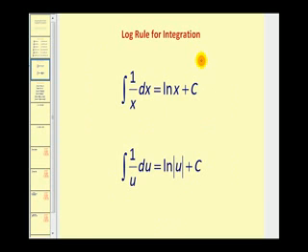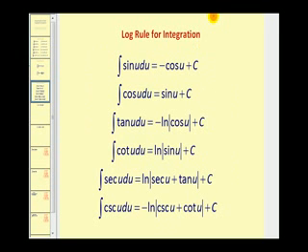But what we're going to do now is use the log rule for integration, as we see here, to come up with all of the integration formulas for the 6 basic trig functions. So let's take a look at them first. These first 2 are review. We've already covered these. And now notice on the next 4, we start to see the natural log function occur. So we're going to take a look at a couple of these and see where these integration formulas come from, and then we'll do some examples.